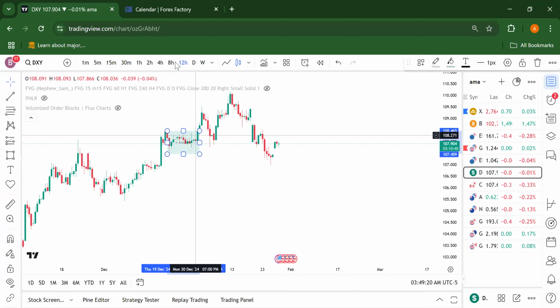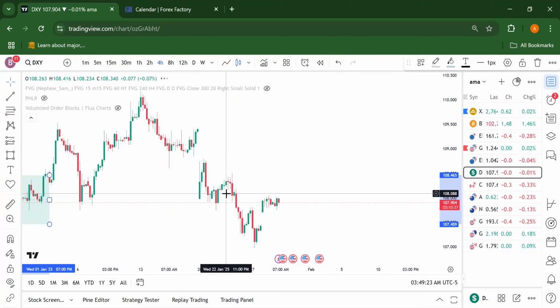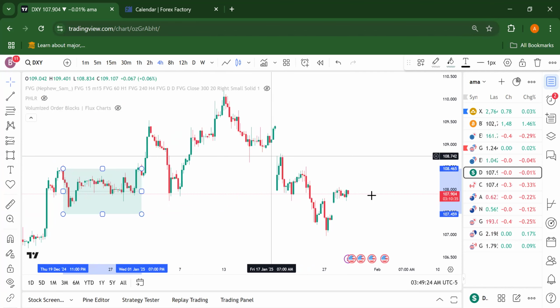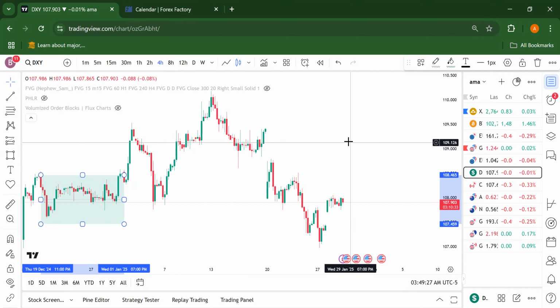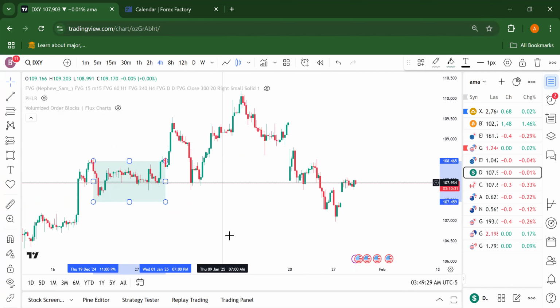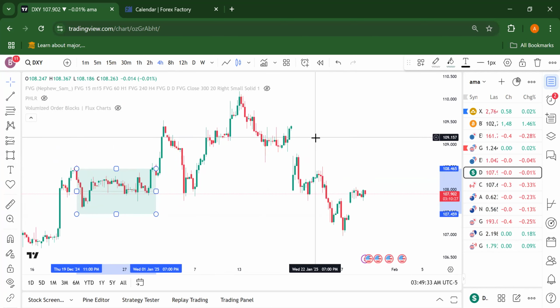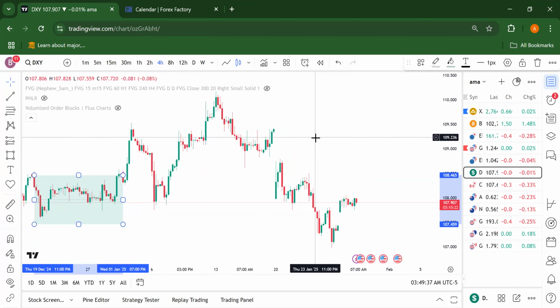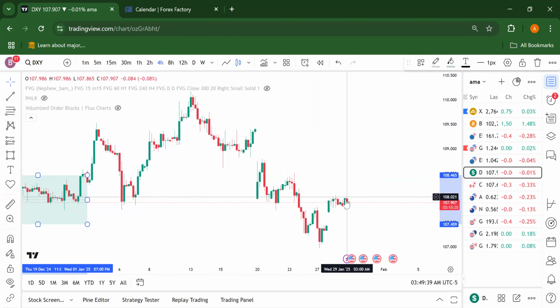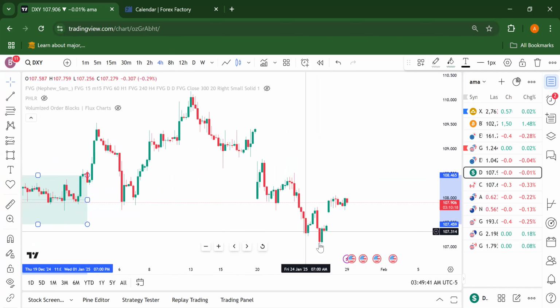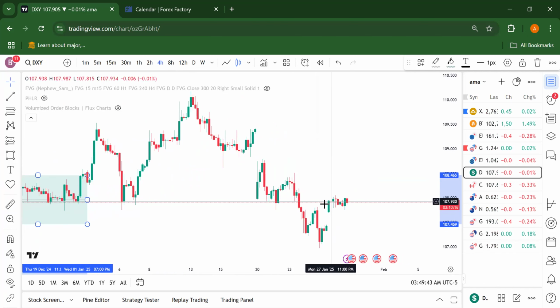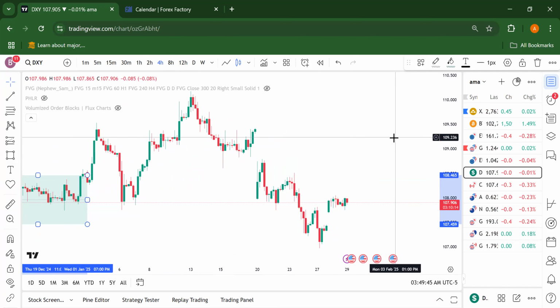So if we look at this DXY now, on the 4 hours, what does it look like? You should always judge from what has happened recently. And what has happened recently is that price has been bullish. Price gave a gap up, clearing this high. It has been bullish.